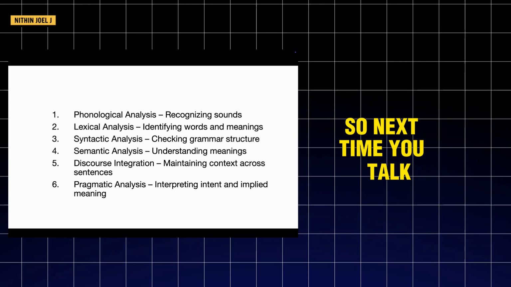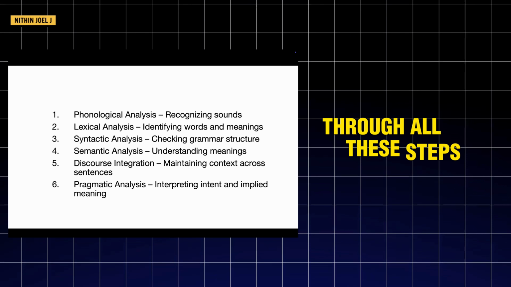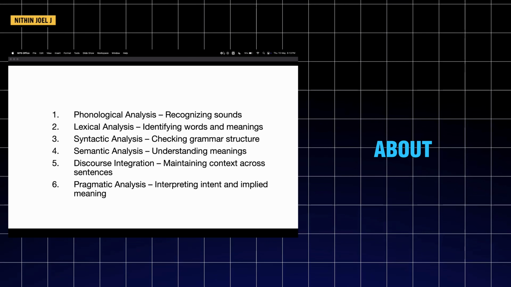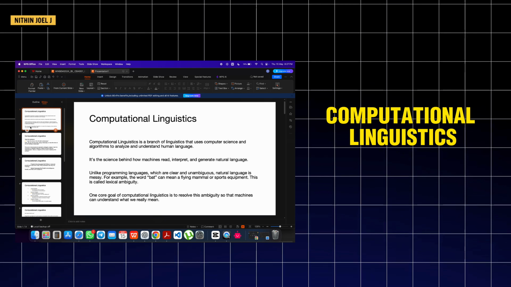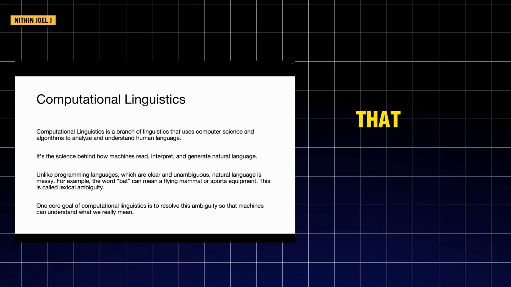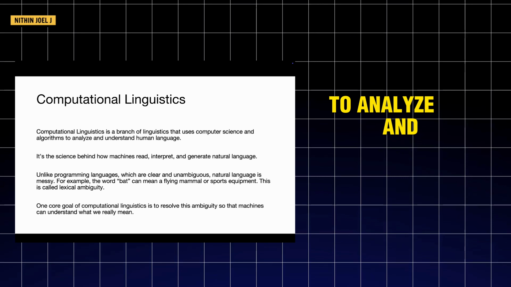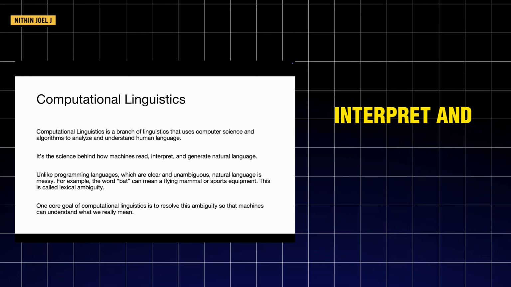So next time you talk to Siri or Alexa, just remember they are running through all these steps in milliseconds to reply to you. Now we are going to talk about computational linguistics. So what is computational linguistics? Computational linguistics is a branch of linguistics that uses computer science and algorithms to analyze and understand human language. It's the science behind how machines read, interpret, and generate natural language.